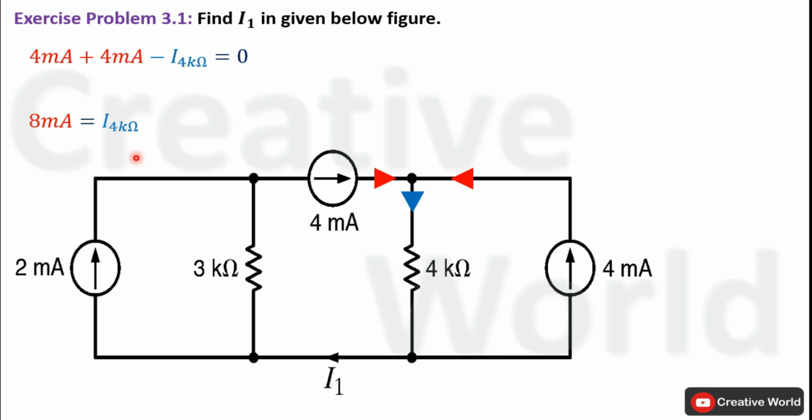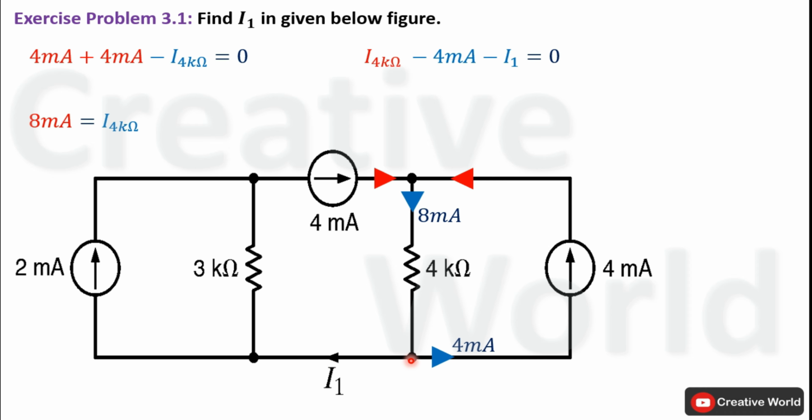After calculating the value of current through this 4 kilo ohm branch, which is 8 milliampere, this current is leaving from this node and entering towards this node. Now we have the values of currents through this branch and this branch as well, so we can apply Kirchhoff's current law on this node to calculate the value of current I1. Now two currents are leaving from this node, one is I1 and the other one is the 4 milliampere current. Only one current is entering this node, that is the 8 milliampere current through this 4 kilo ohm resistance.